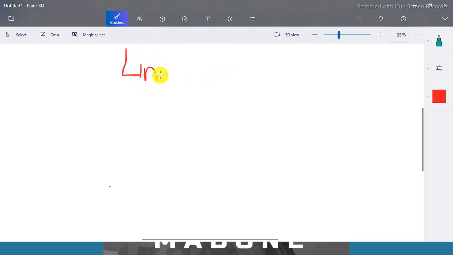Allow me to write down linear momentum. Sorry about the handwriting. Right, linear momentum.